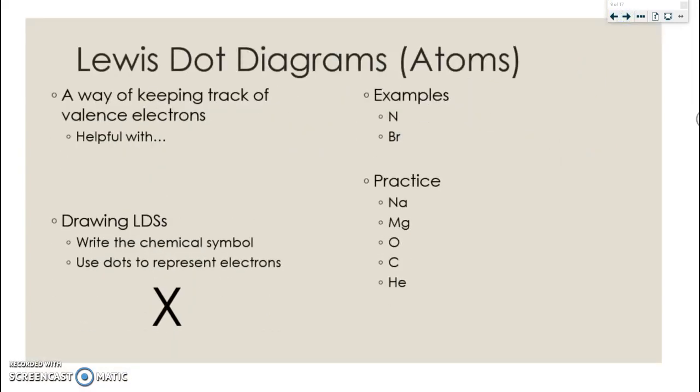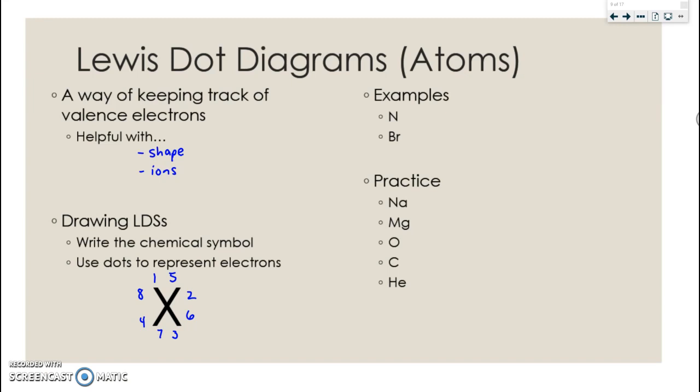Let's talk about dot diagrams for atoms. These are very helpful in helping us keep track of our valence electrons, and they help with our molecular shape, which we'll be talking about shortly, as well as the type of ion that something is going to form. When you write out a Lewis dot structure, you're going to write the chemical symbol, so the X here represents that, and then we're going to use dots to represent our electrons. We're going to spread them out, kind of like we did with our electron configurations and Hund's rule. Doesn't matter where you start. You put an electron here, here, here, and here, followed by additional electrons as needed. It's never more than 8.